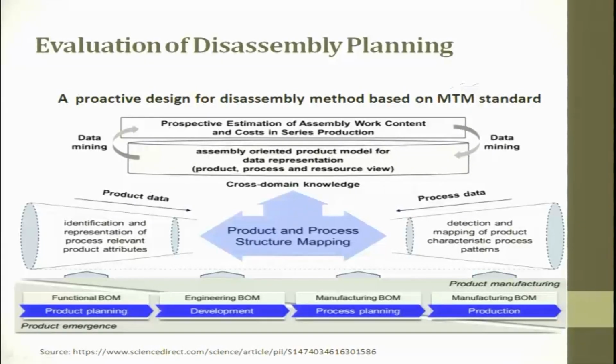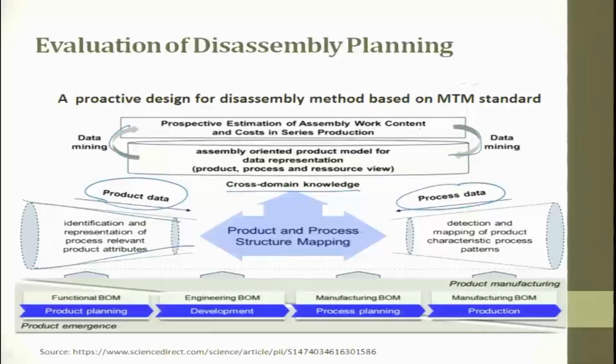First, the prospective estimation of assembly work content and cost in series production. Then what we do is an assembly-oriented product model for data representation. So, we do a back and forth data mining, and then we try to generate something called cross domain knowledge. Here we have product data, here you have process data. This is something like a funnel which comes here.